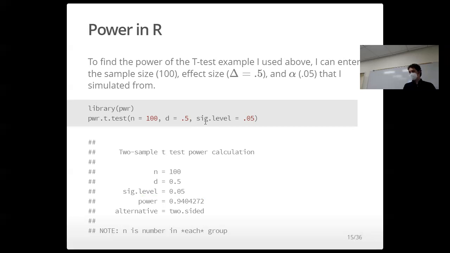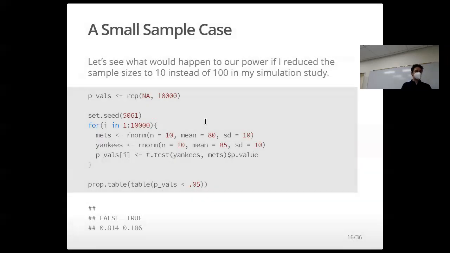Any other questions? Now let's take a look at what would happen if instead of using 100 seasons per sample, I only use 10. So I'm looking at a much smaller sample of seasons that I'm drawing from. Instead of n equals 100, I'm doing n equals 10. That's the only thing I've changed here, and this is my simulation study again. Here we see our statistical power dropped a lot. It went from 94% to 19%.